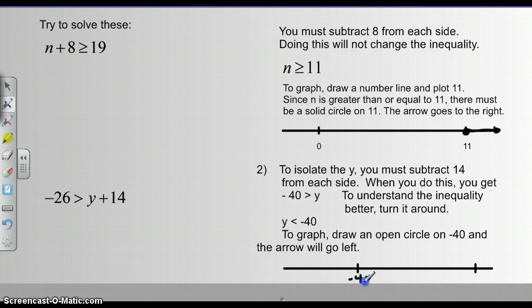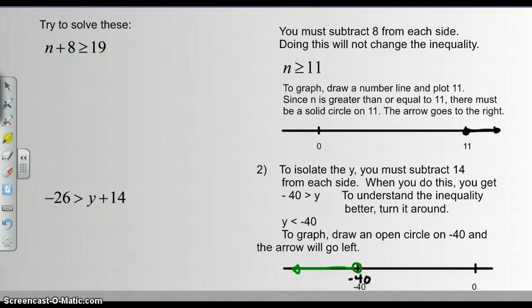And what I'm going to do, we'll change colors here. I'm going to draw an open circle on negative 40, and it's going to be less than negative 40, so we're going to go this way. Whenever there's an equal sign involved in an inequality, it's a solid circle on your point, and whenever it's a greater than or less than sign, it's an open circle.